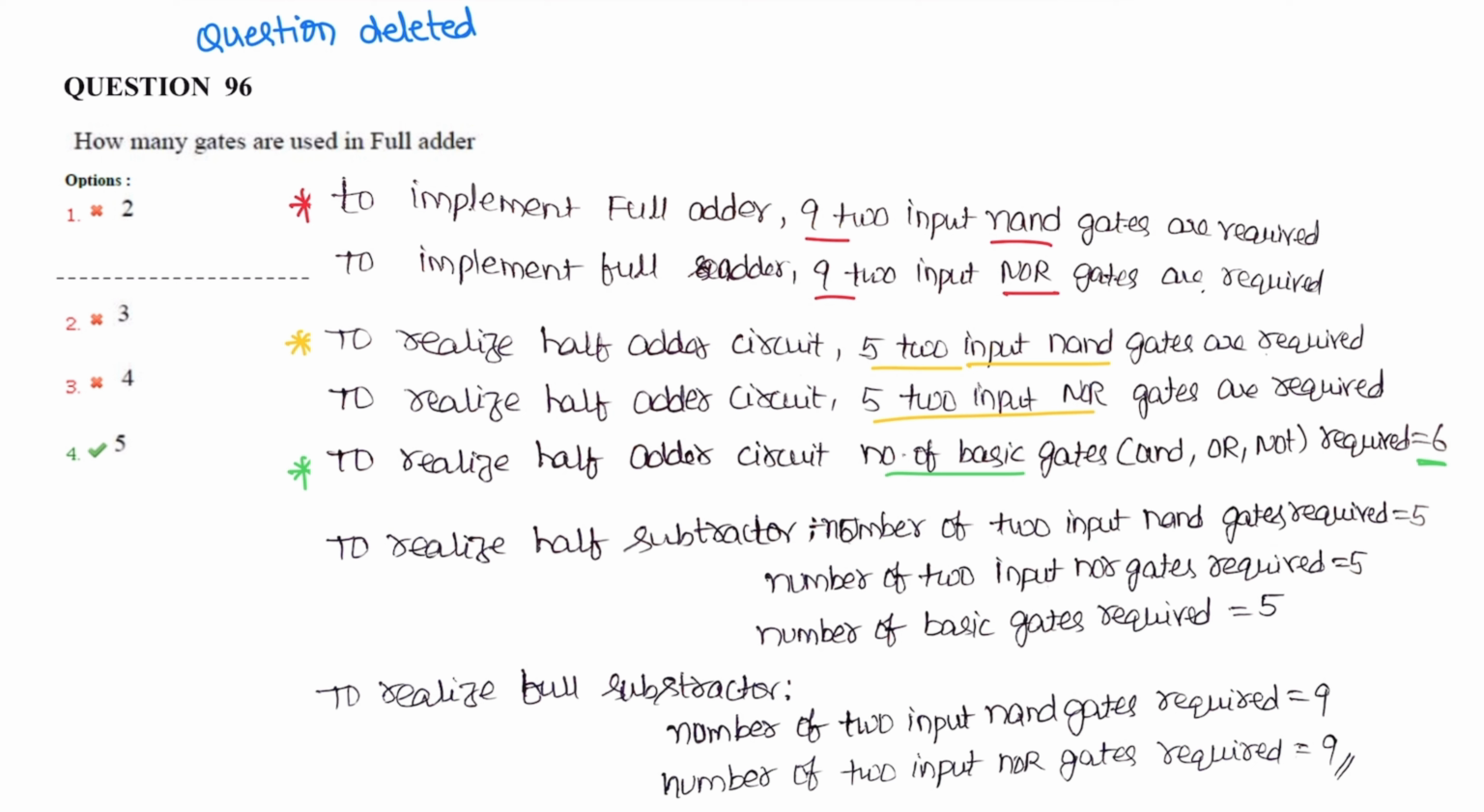Similarly, to realize a half subtractor, the number of two-input NAND gates required is 5, NOR gates required is 5, but basic gates required is 6. To realize a full subtractor, the number of two-input NAND gates required is 9 and NOR gates required is also 9. In the question, they did not mention which types of gates are used, hence this question is deleted. To implement a full adder or full subtractor using universal gates, the number of gates required is 9.